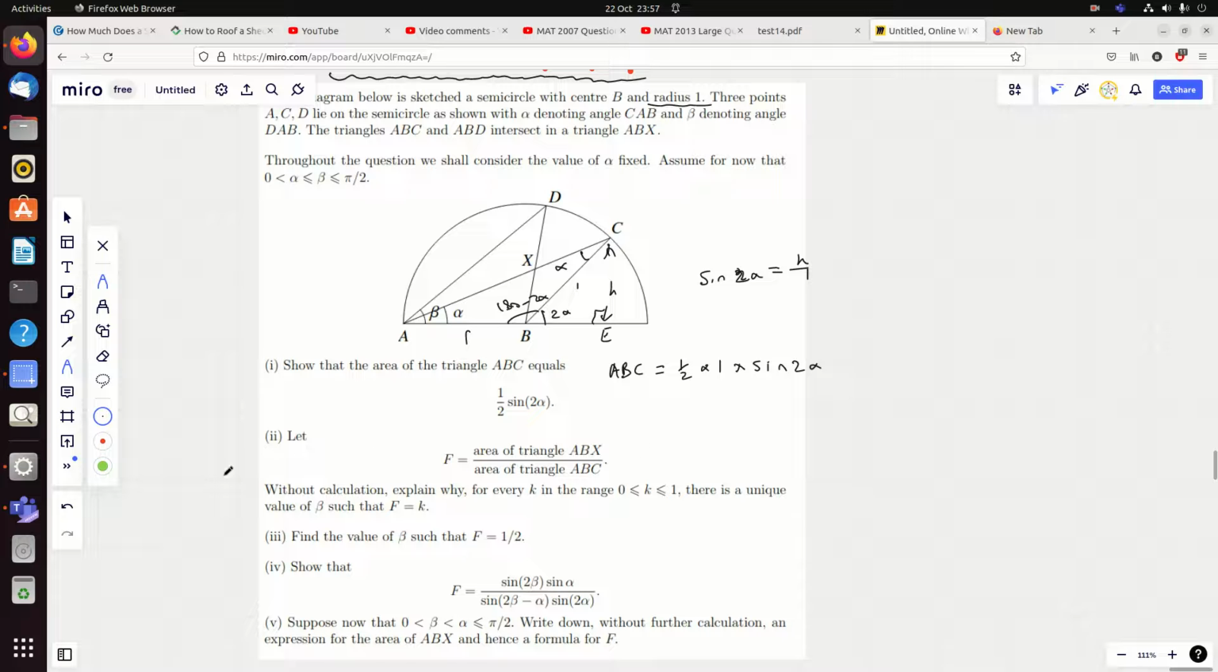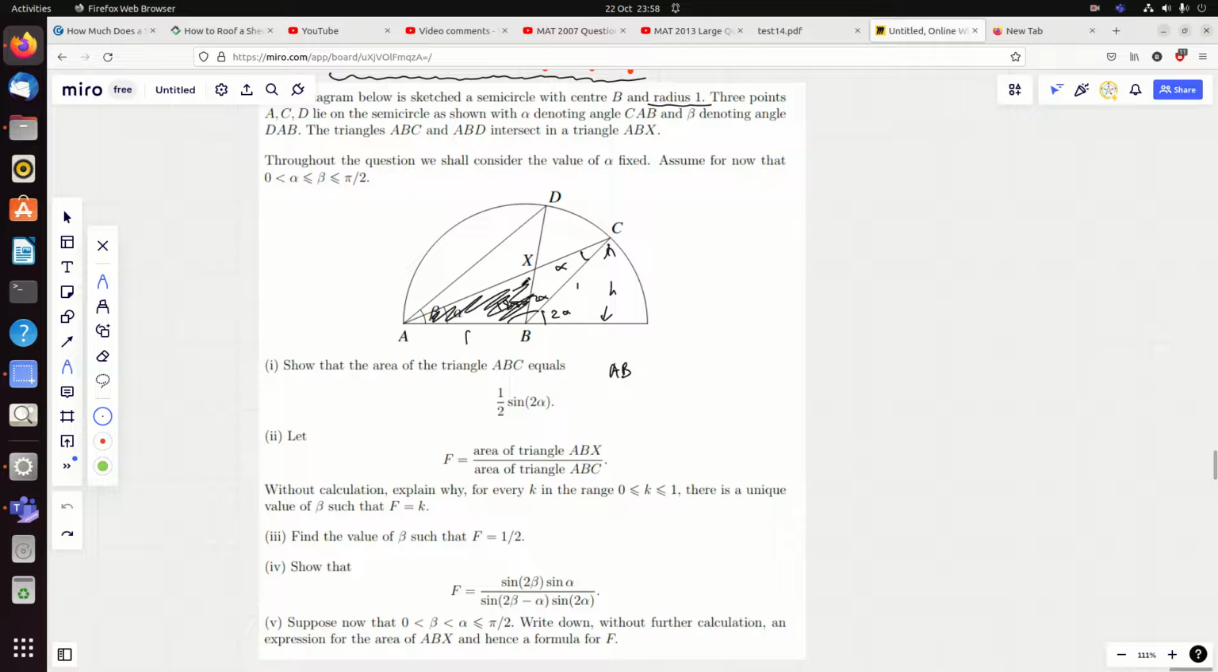Okay, so next part. Let F equal area of triangle ABX divided by area of triangle ABC. So we're doing this area. Let's actually get rid of some of the horrible annotations because it's getting in the way now, although I'll probably need to use those angles soon. But yeah, you see what I mean.